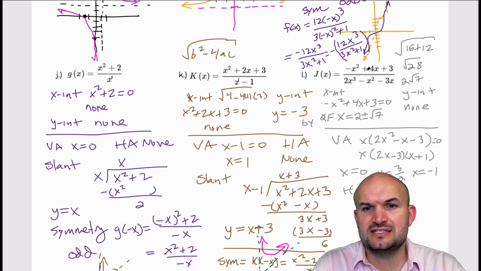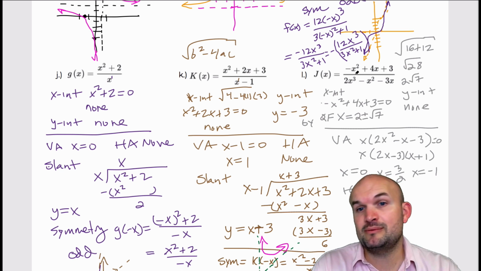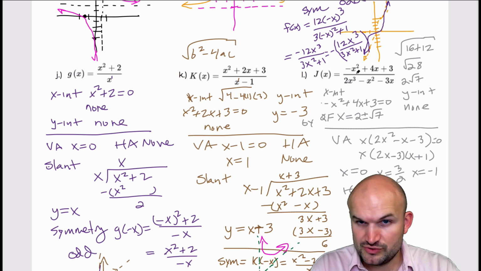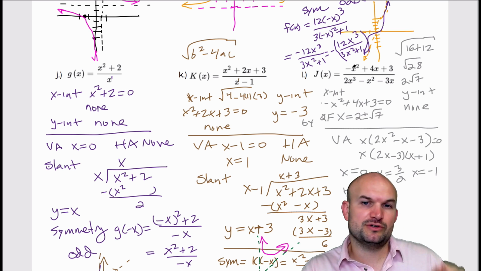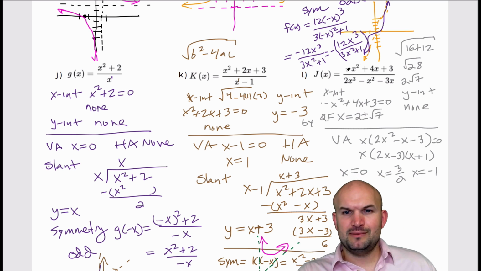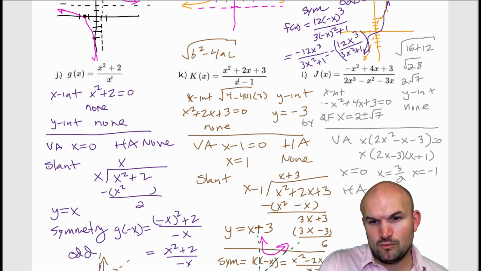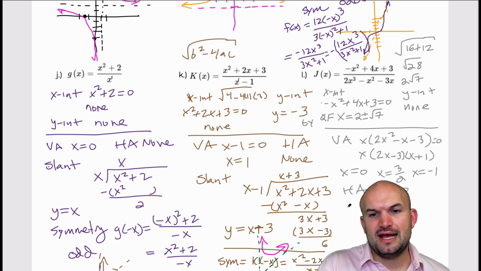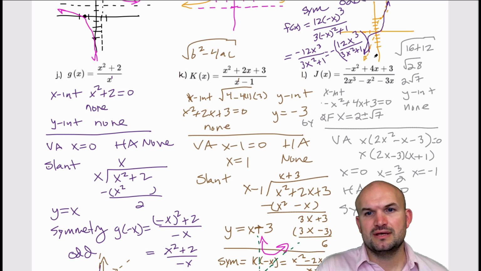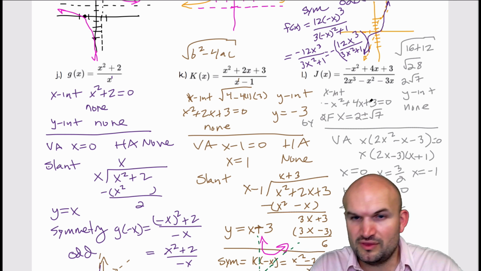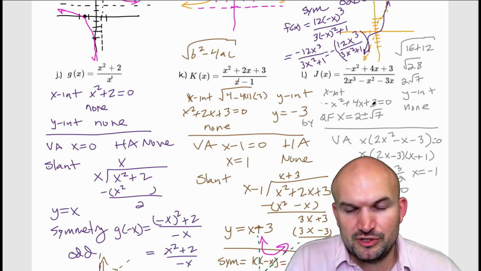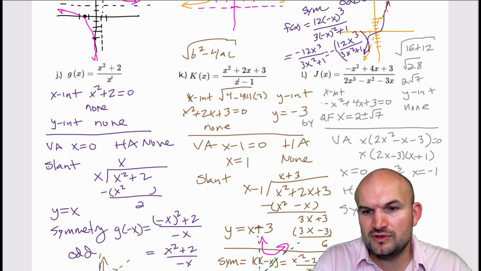Horizontal asymptote: since the degree in the numerator is equal to the degree in the denominator, I am going to have a horizontal asymptote at y equals 0. And then for symmetry, that is neither and that is neither. So for them both together, it is not going to produce any symmetry. Therefore there is none.